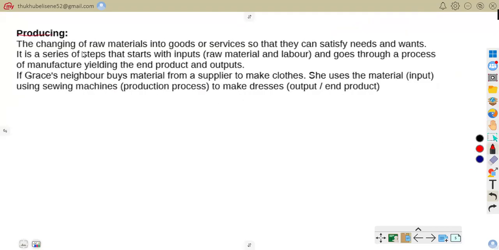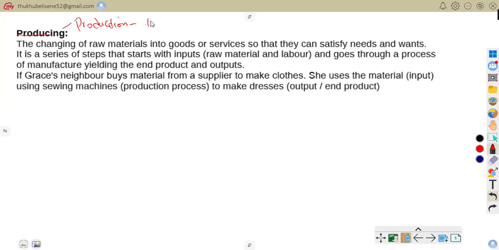Producing. So we are on producing. What is production? Before we can even talk about producing, when we talk of production, production is the process of changing raw materials into finished goods or services. So it forces us to talk about what? Production.